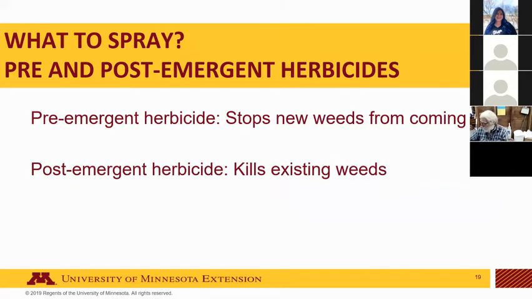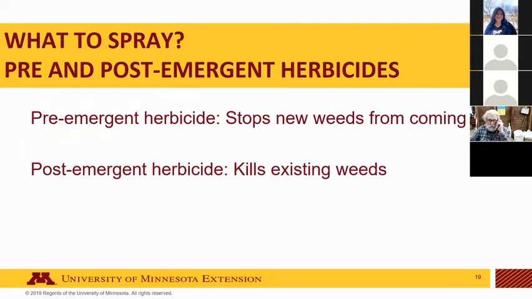So what to spray? We divide herbicides into 2 different types, pre-emergent and post-emergent. Pre-emergent herbicides are the ones that stop new weeds from coming up. So we're spraying pre-emergent herbicides on bare soil in order to prevent new weed seeds in the soil from germinating in the first place. The second type, which seems to be the one that most people are familiar with, is called post-emergent herbicides. And these are the ones that we spray on existing weeds to kill them.